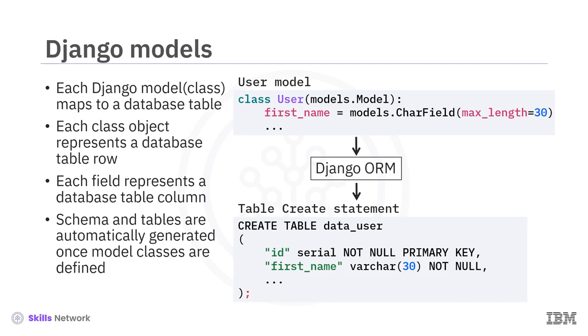For example, you can define a user class, which is a subclass of the Django model. Django will then create a corresponding user table in the database by generating table create statements and creating columns based on the class fields. In our example, a first name column will be created based on the first name field.